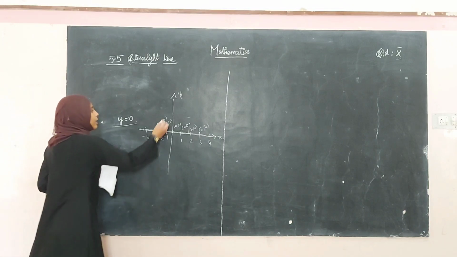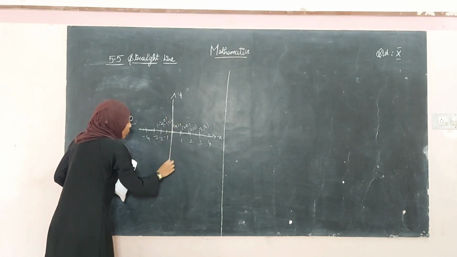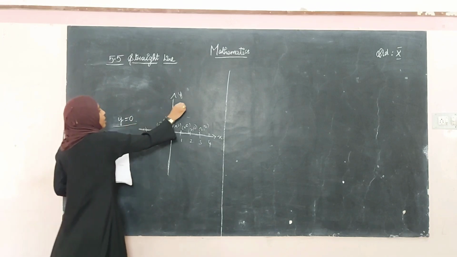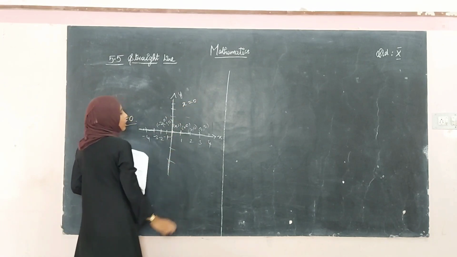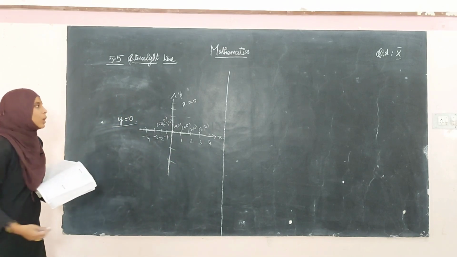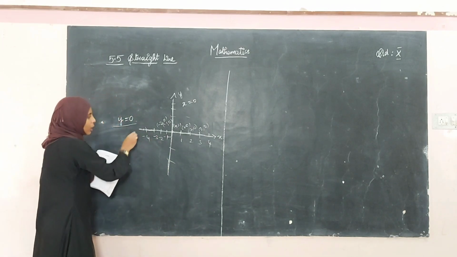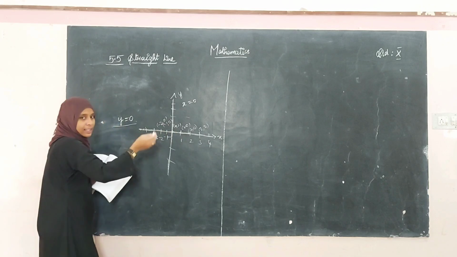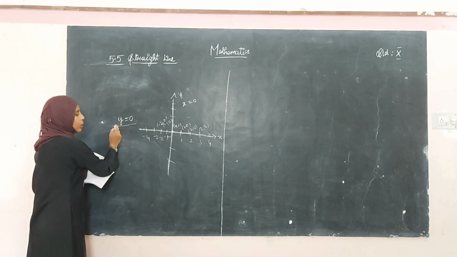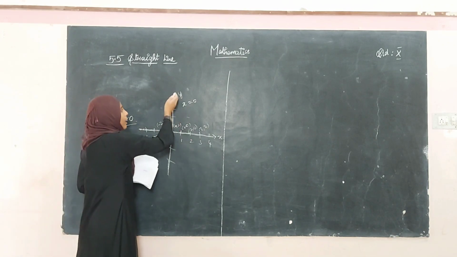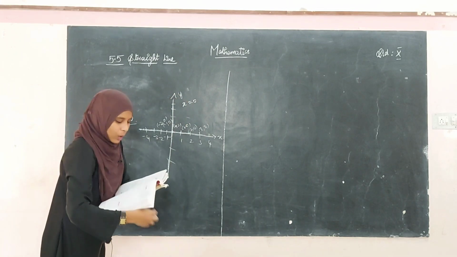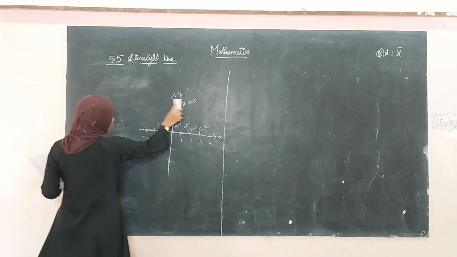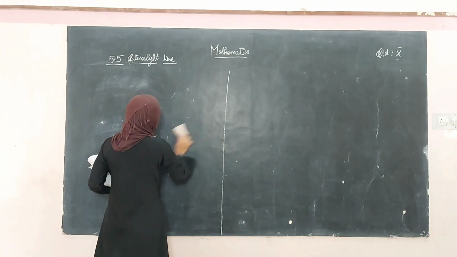Similarly, if we want to write the equation of the y-axis, it can be written as x is equal to 0, because for every point we will get the x value as 0. So, in a graph, the equation of the x-axis is y equal to 0. Similarly, the equation of the y-axis is x is equal to 0. Okay, and then the equation of a straight line parallel to the coordinate axis.